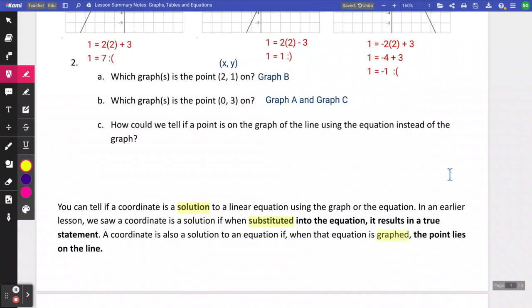So we get these different mathematical representations, graphs and equations. They both have their own advantage when it comes to seeing if a point is going to be a solution point.